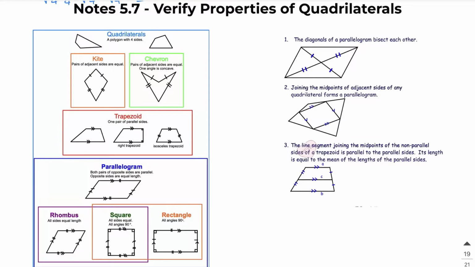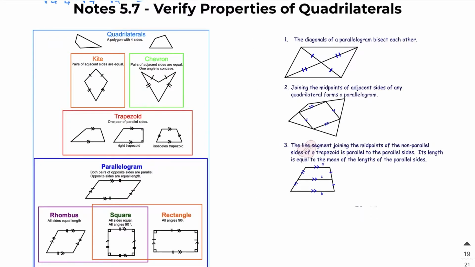Hey everyone, notes 5.7 are verifying properties of quadrilaterals, and just a reminder, a quadrilateral is just a polygon with 4 sides, which is listed right here for you. And if you notice, there's lots of different properties that we have here for different types of quadrilaterals that exist, and there are also some properties here that are important as well.